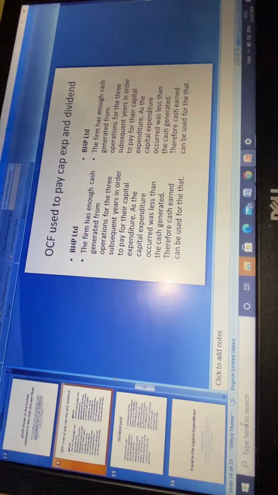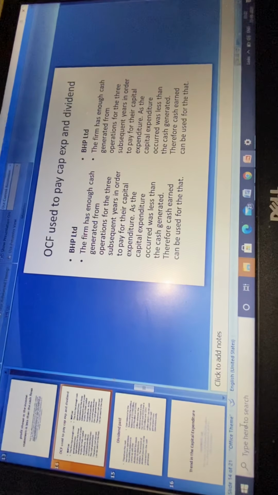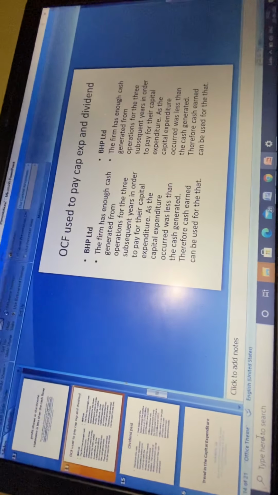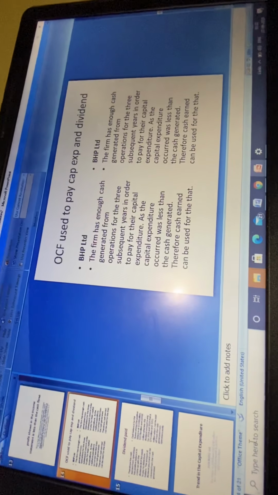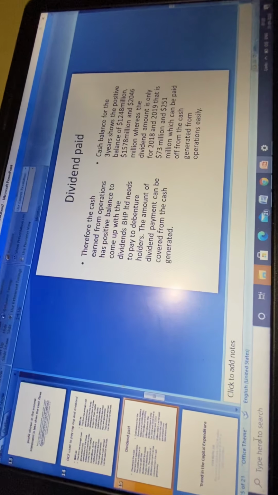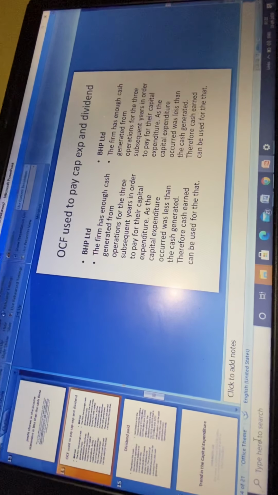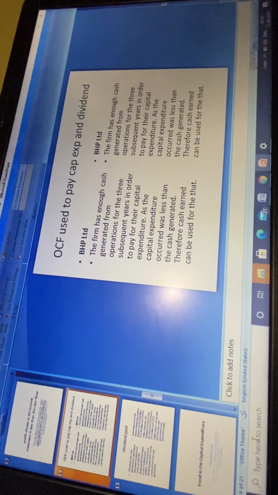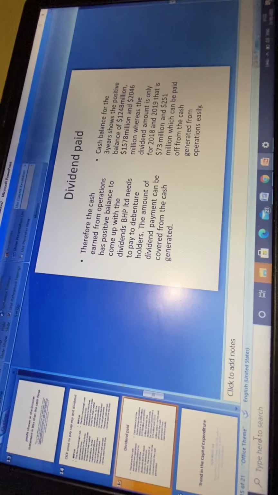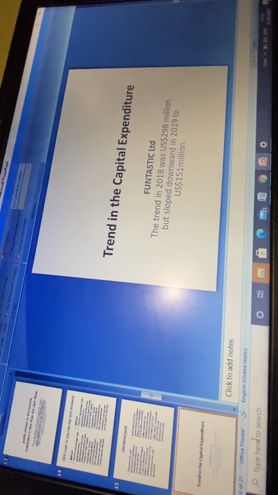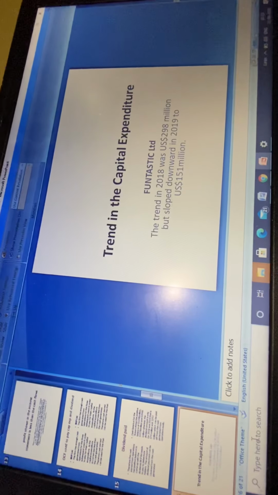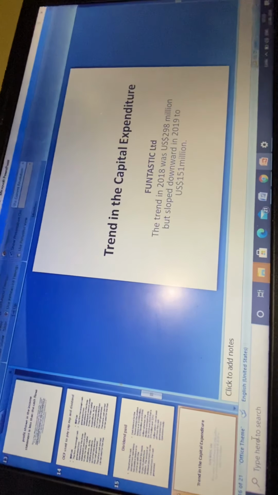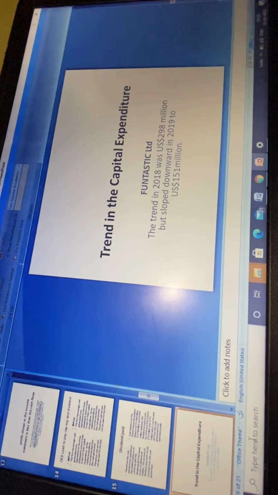Operating cash flows are used to pay capital expenses and dividends. For BHP Limited, there was enough cash to pay off the capital expenses as well as the dividends. And also for Santos Limited, there was extraordinary cash in order to pay the capital expenses as well as the dividend expenses. But moving to Fantastic Limited, there was no such capital expenditure taking place for this company, and there was no operating cash flow for the payment of capital expenditure.